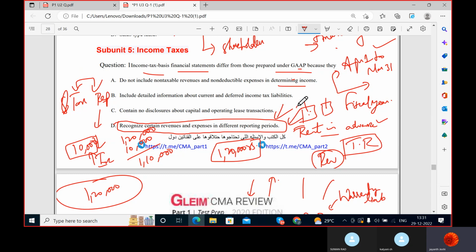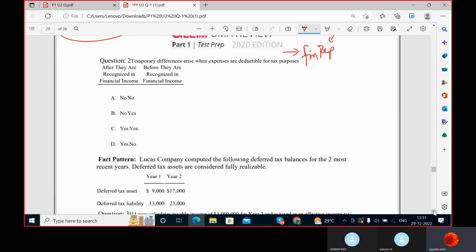Anyone got any doubts? No, sir. See, differences are created because you show the same thing in both the books at different periods. It is not created because something you show in one book and the other book does not have that particular thing at all. That is not the difference. The difference is because of this only. Go for question number 2.